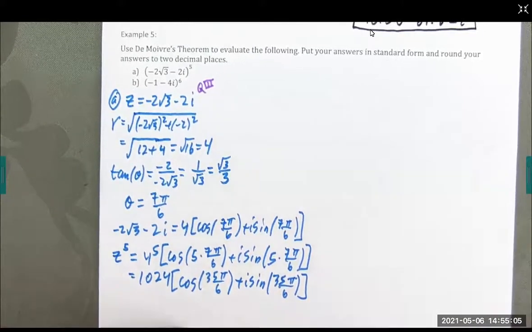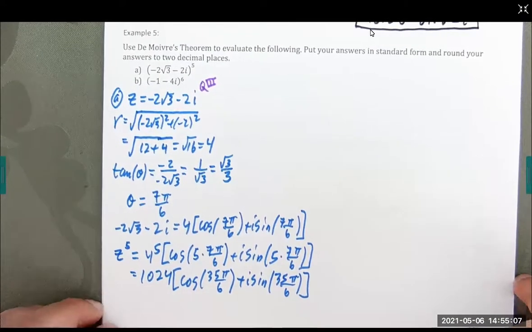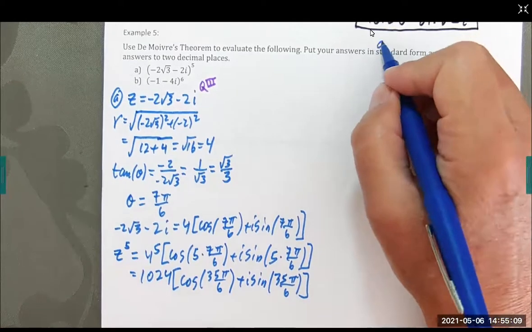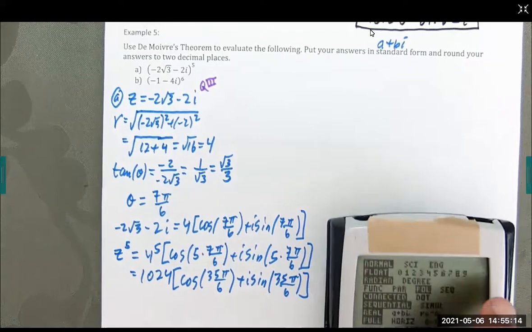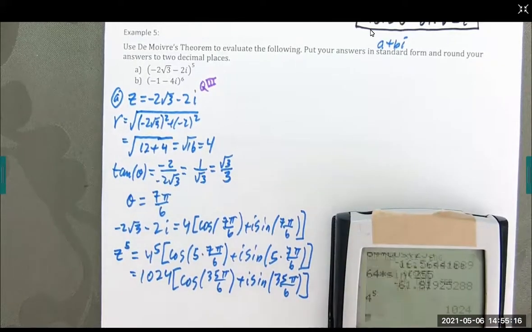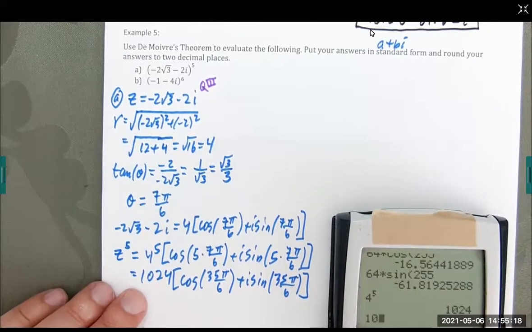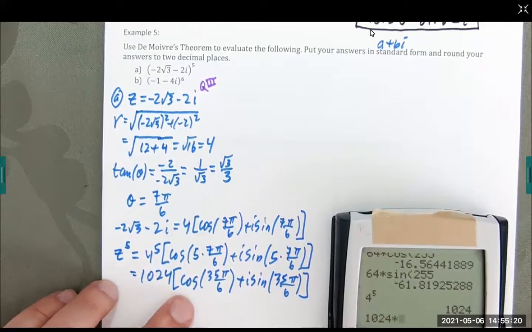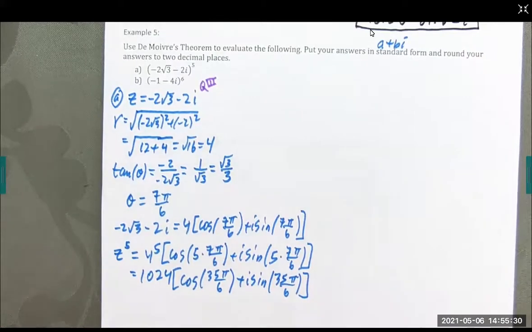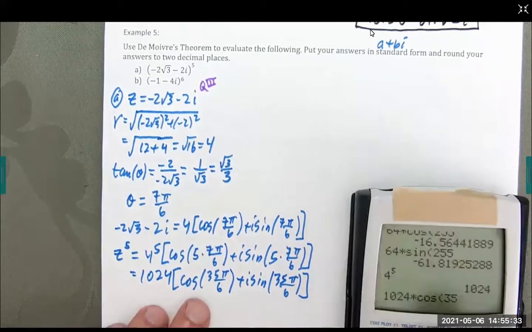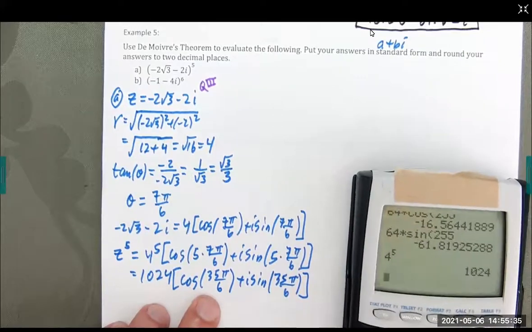Let me show you what that looks like. That's the a plus bi. And so I'm going to actually do, again, I'm in radian mode. So 1024 times the cosine of 35 pi. Actually, we're not going to do this. We're going to drop this down and subtract 2 pi from that several times over. So let's do that. That's going to be much better.